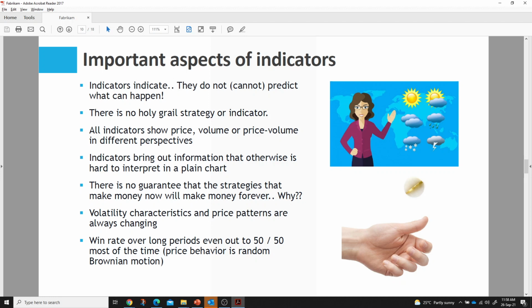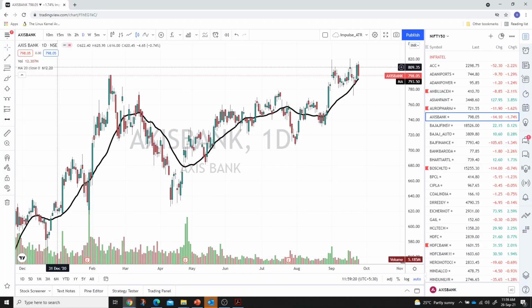Okay, all indicators show price and volume, and price in a different perspective. So it is a mix and match of price and volume, and it helps you see the market from a different perspective. You can choose to use volume, or you can say, okay, I won't use volume at all. It is your choice. But indicators slightly alter it with some mathematical calculations and show it to you in a different view. That's it.